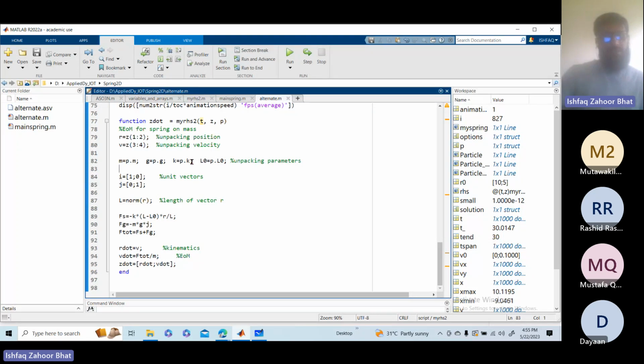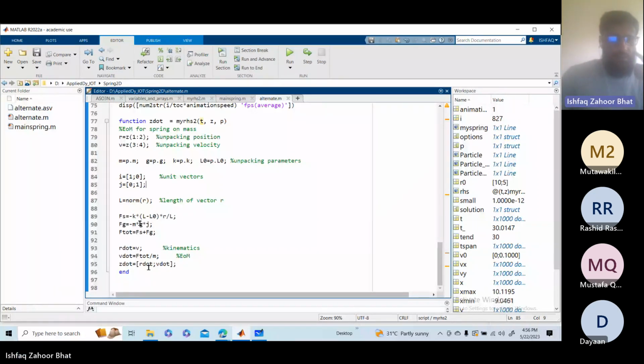Okay. There is another way to do it. There are only 3 arguments for this function, that is T, Z, and P. I could use T, Z, M, G, K, L naught and give those as inputs. But it becomes very lengthy. This is a compact way of doing it. Now this function has access to mass, gravity, the K value, and the L naught value. These are available, so now I can use these inside this function. Otherwise, if I don't extract them, I cannot use them here.